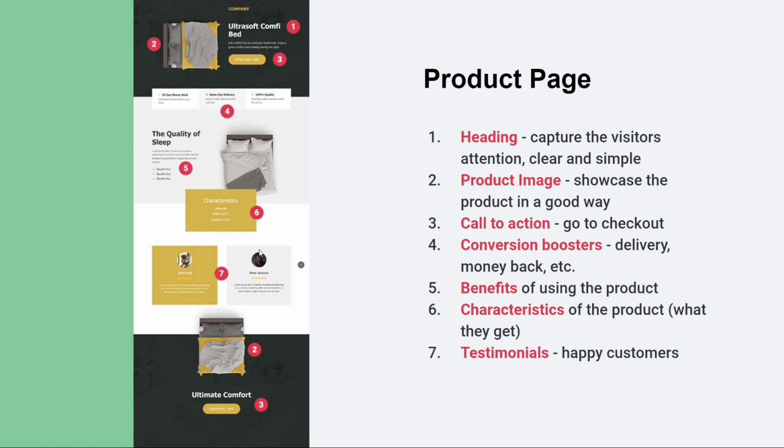Then the seventh is the testimonials. This is very key, especially for selling a product. These are happy customers using your product, and this is social proof. Basically, anybody who wants to buy a certain product is always reading the reviews of that product. So it is important to add such happy customers.